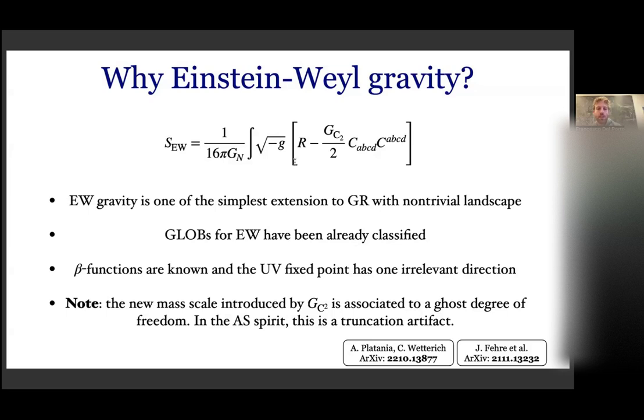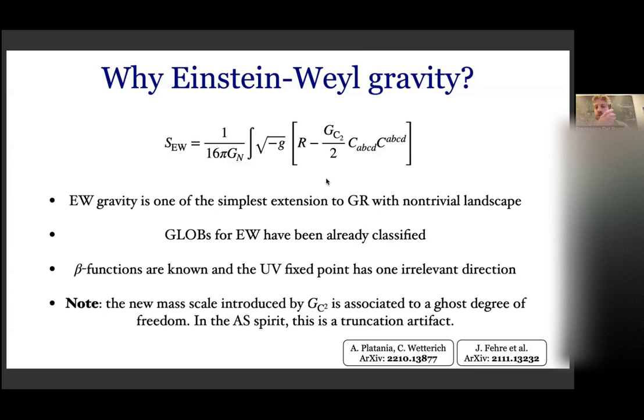We will see that a lot of work has been done in the direction of classifying these solutions, which serves as a basis for our project. So globs in Einstein-Weyl gravity have already been classified. And also from the FRG side, beta functions are known for quadratic gravity. So this is just a subspace of quadratic gravity. And we know that there is a UV fixed point, which in this case we will see has an irrelevant direction, which makes the computation sensible. All these three points we will see later.